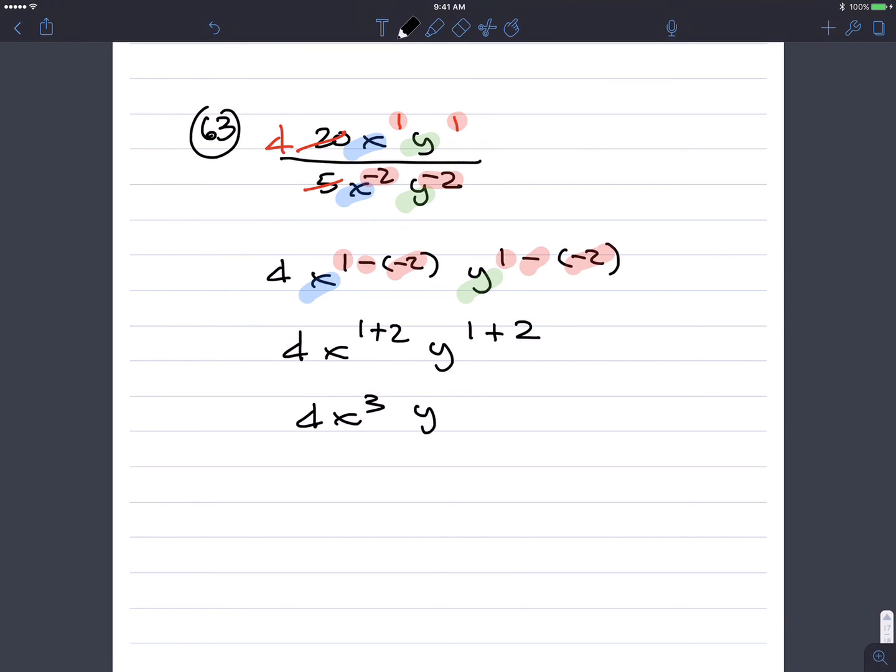4x to the third, y to the third, and we have positive exponents, or positive powers. We are done.